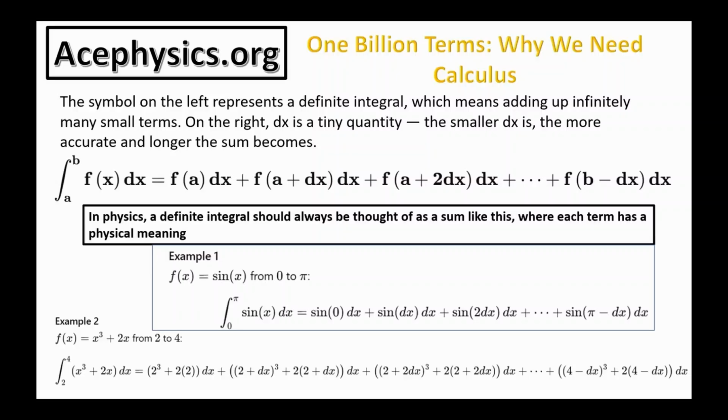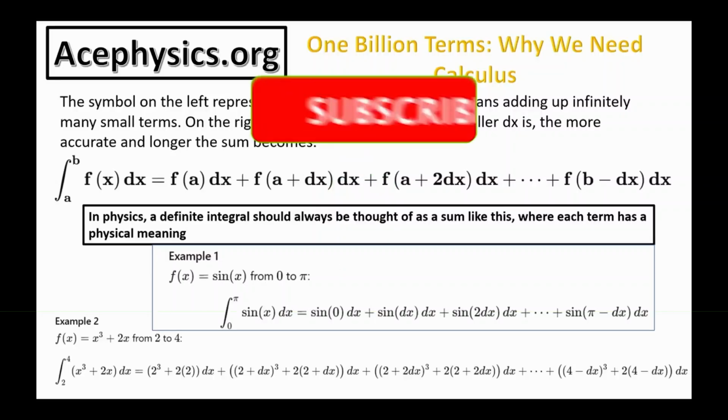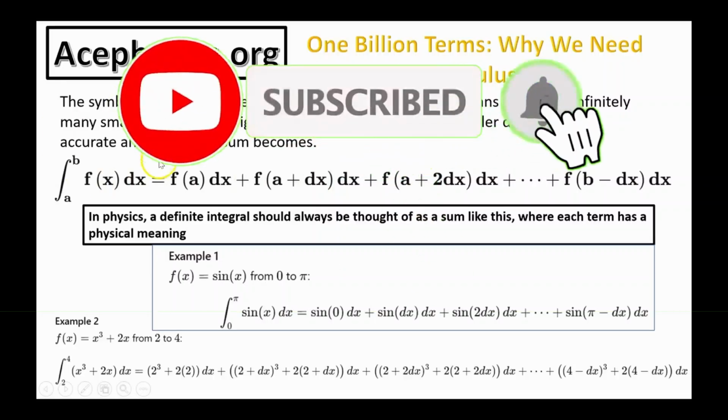The smaller dx gets, the more accurate the sum becomes. Once it's small enough, making it smaller doesn't change the result. That's the power of the definite integral. The definite integral of f of x dx is equal to this sum.